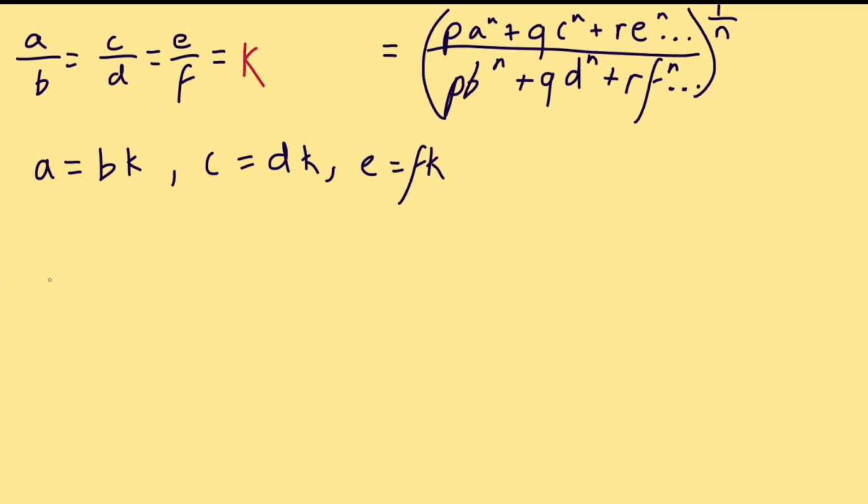The reason we could do this is because let's say C over D. We know it's equal to k. Just multiply both sides by D, you get C equals Dk. Same for all the other fractions. Now, we know 100% this statement is true, right? Because we haven't really changed that much.